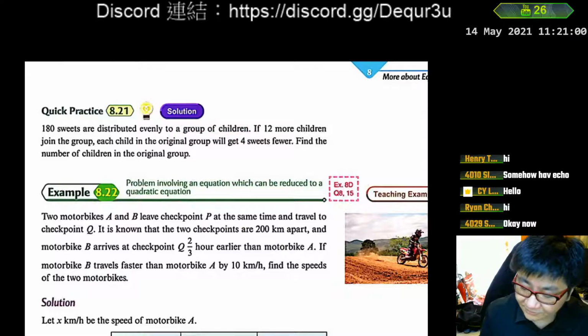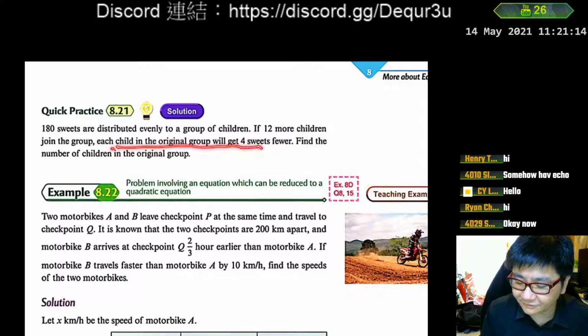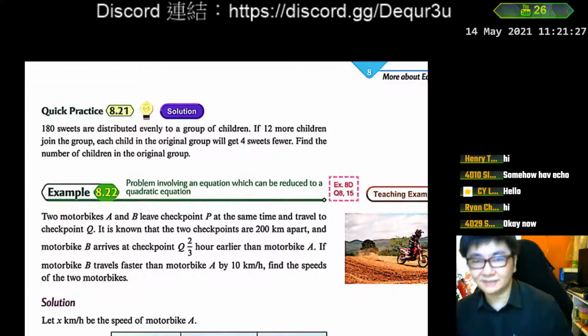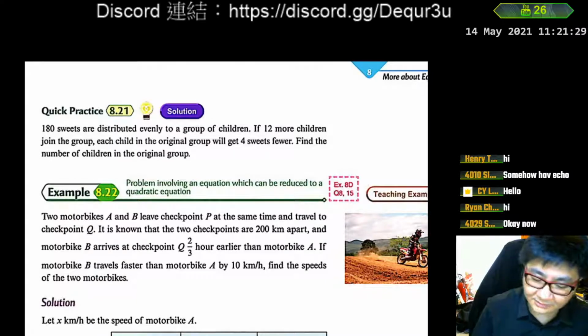More information is that if 12 more children join the group, that means if the original number is n, then the new number will be 12 more, so n plus 12. Then each child in the group will get 4 sweets fewer. If there are more children, they will not share so many, and therefore they get 4 fewer. Then find the number of children in the original group, that means the number of children at the beginning.